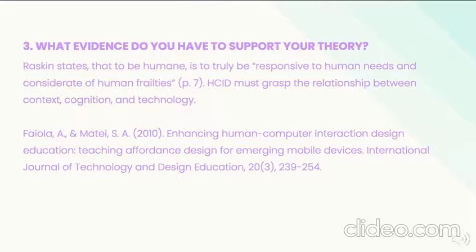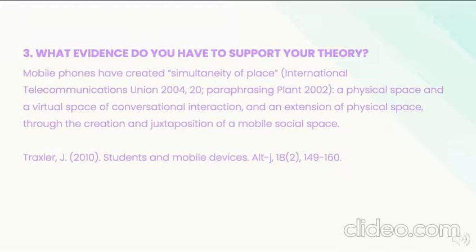And Raskin states that to be humane is truly to be responsive to human needs and considerate of human frailties, right? HCID must grasp the relationship between context, cognition, and technology. So human needs. So right now during the COVID-19 pandemic, it puts a greater strain. There's a difficulty with accessibility to technology, and this is what students need. And so we have to be considerate of them and their challenges.